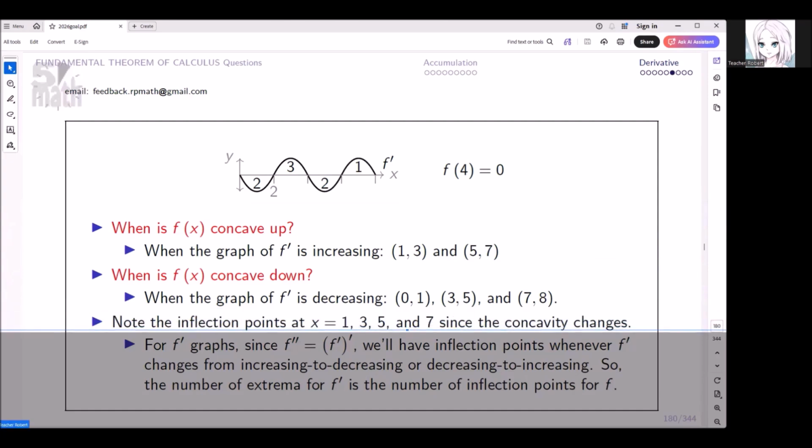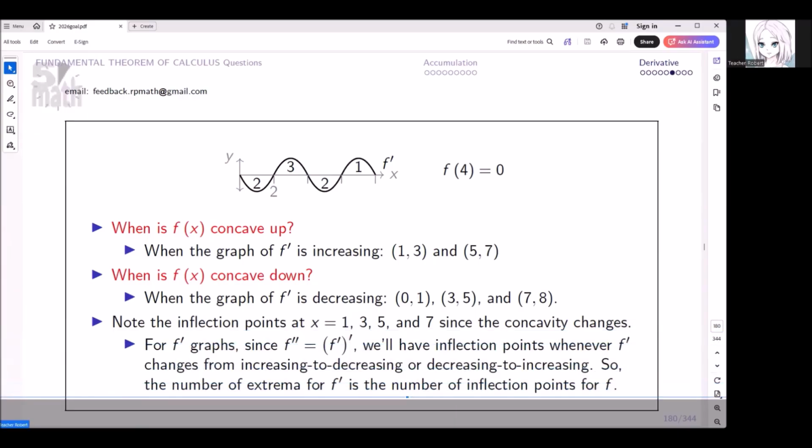Note the inflection points at x equals 1, 3, 5, and 7 since the concavity changes. For f prime graphs, since f double prime equals f prime prime, we'll have inflection points whenever f prime changes from increasing to decreasing or decreasing to increasing. So the number of extrema for f prime is the number of inflection points for f.